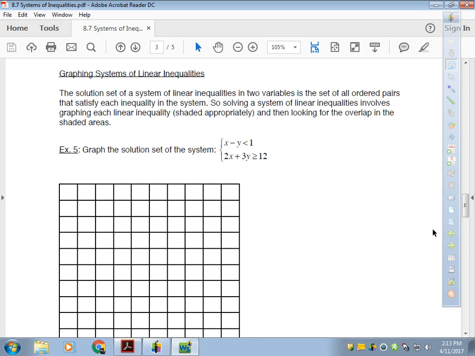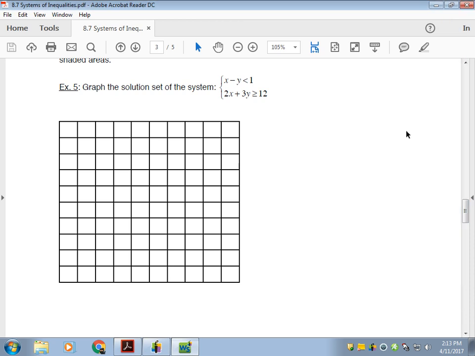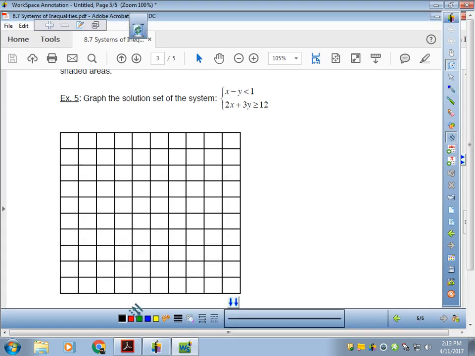Now, occasionally, you'll end up with equations where there is no overlap. And if there is no overlap, then that tells you that there is no solution to the system. Okay. So, let's look at some examples. Draw my axis lines in here real quick.